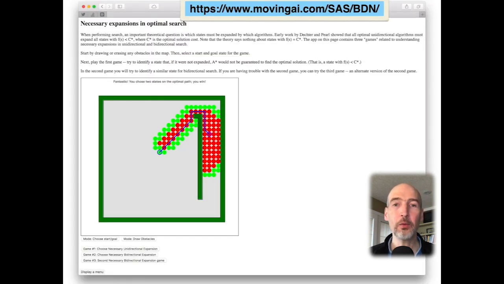Okay, so we would like a theory of what nodes are necessary to expand in bidirectional search. And that theory is a little bit more complex, maybe a little bit unintuitive compared to A*. It takes a little bit more work to understand. And so one of the things I've done is created a game, in the loose sense of the word game, that allows you to play and understand what is going on when we talk about necessary expansions.